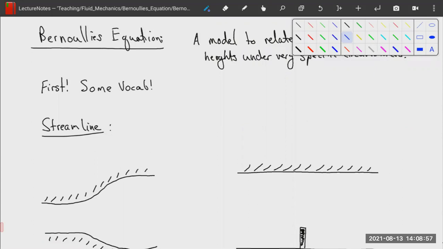First, some vocab. We're going to talk about streamlines. And streamlines are the path or the line in a fluid that is always tangent to the velocity. So what does this mean in practical terms, right?